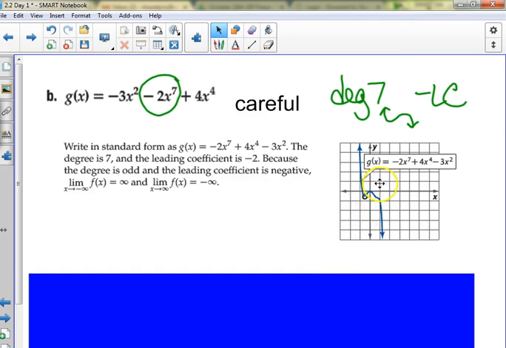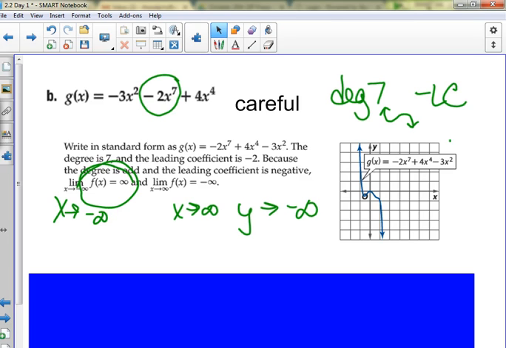Okay, so this is the graph they give, which is a mess, but the left end is up. As x approaches negative infinity, it's up. As x approaches positive infinity, y is going down. Now I wrote it backwards of what we usually do, but we're good?